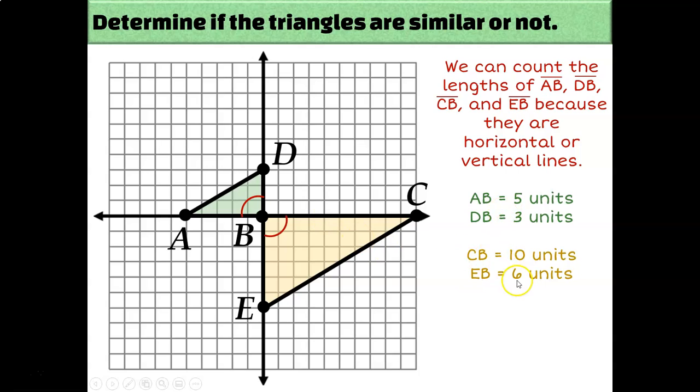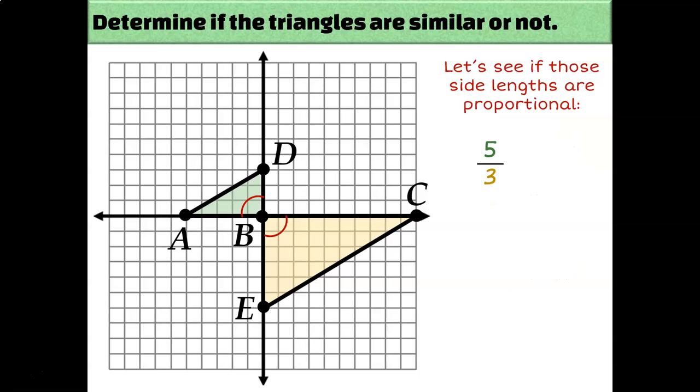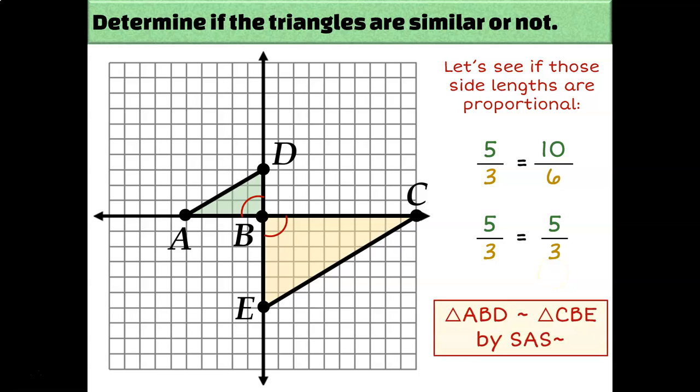So if I could show that these lengths are proportional, then I would be able to say that the triangles are similar. So let's set up some ratios. AB over DB equals CB over EB. Well, 10/6, that's easy enough to reduce. It reduces to 5/3, which is the same thing as the ratio of AB over DB. So since these two pairs of corresponding sides reduce to the same scale factor, that's enough information to say that these two triangles are similar.